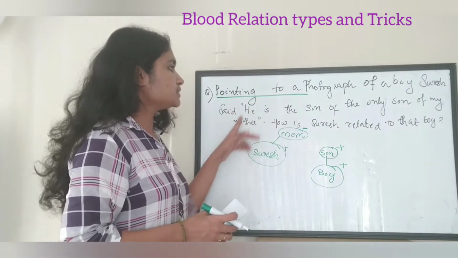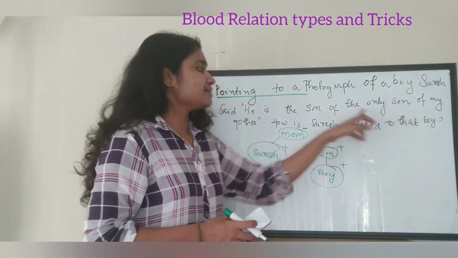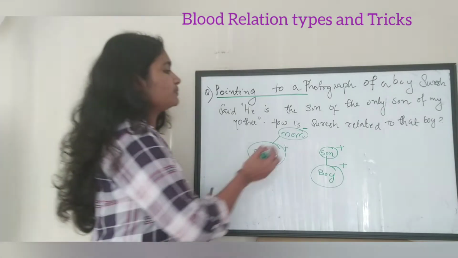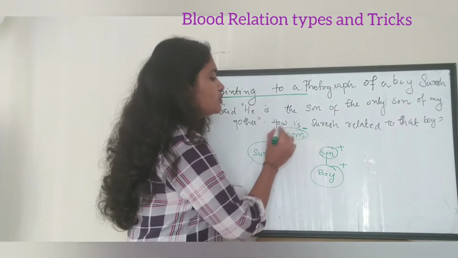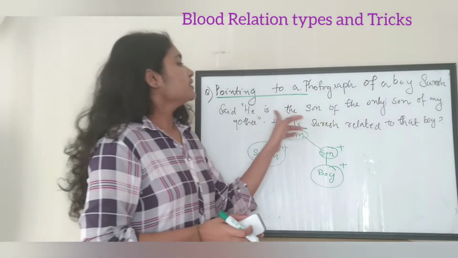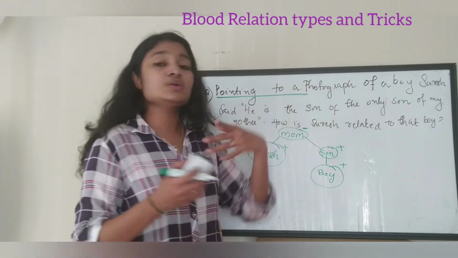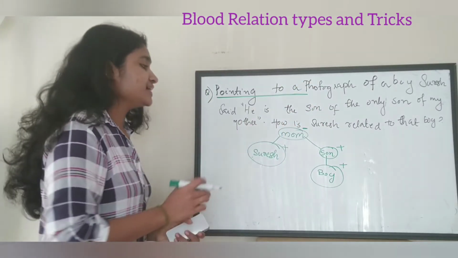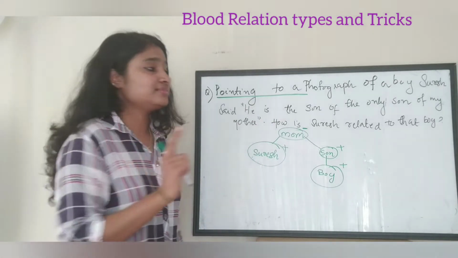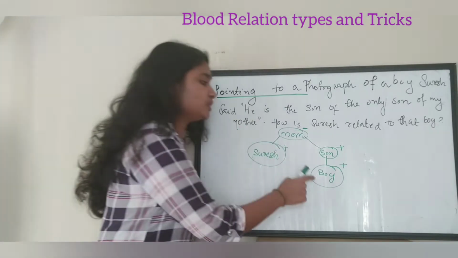That is, mother of my, that is Suresh's mother. Only son. So Suresh's mother is having only a son. Okay. Now, mom, son. Right. Again, only son, and he is the son of the only son of my mother means, again, Suresh's mom is having only a single son. And that son's son is this particular boy.